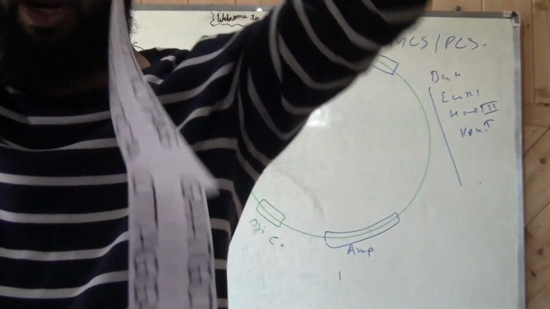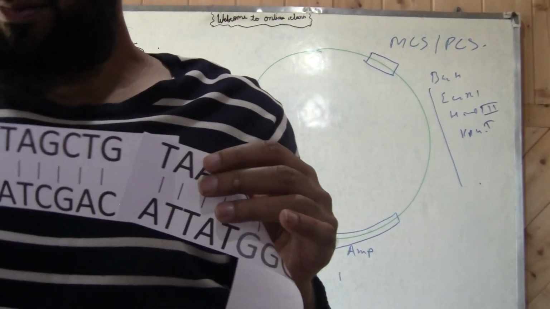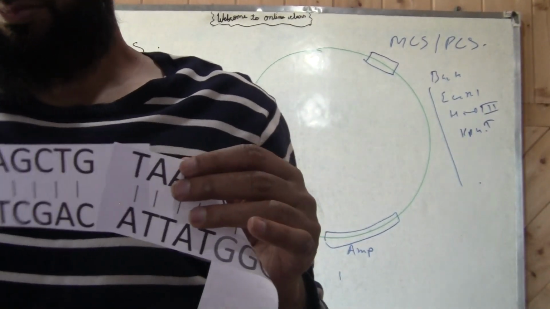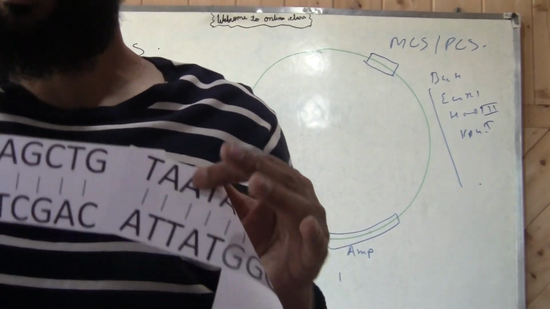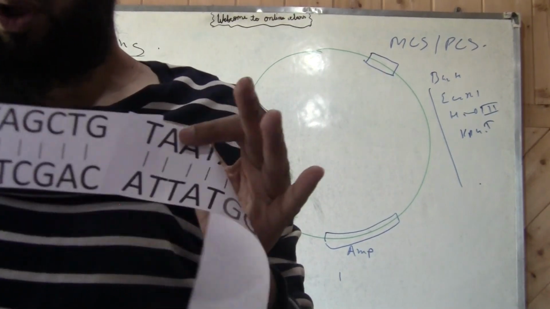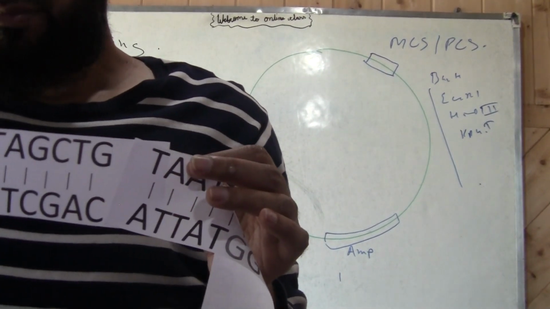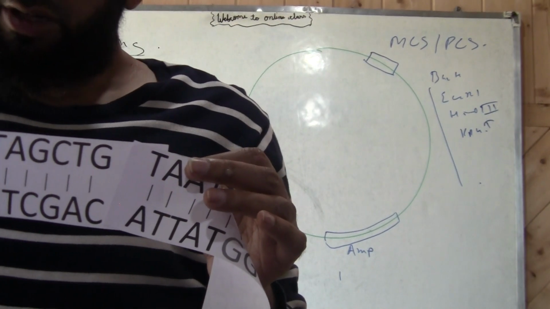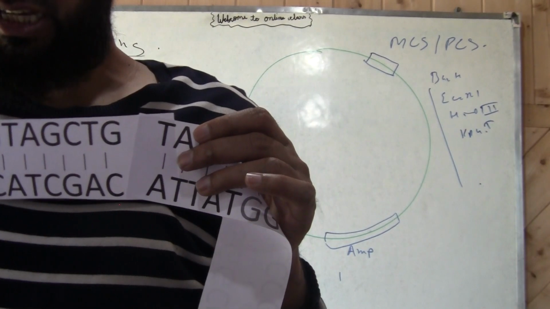This is the multiple cloning site. This multiple cloning site has 10, 15 recognition sequences of restriction enzymes, different recognition enzymes. They are overlapping sequences, so that in a smaller portion you have many restriction sites. For example, this site is GAATTC.